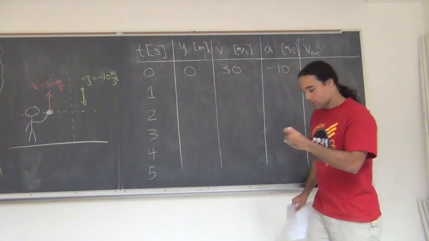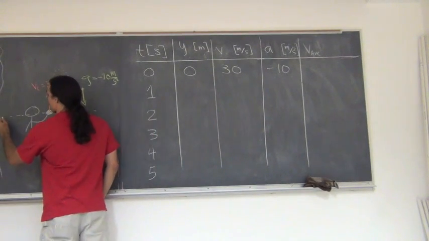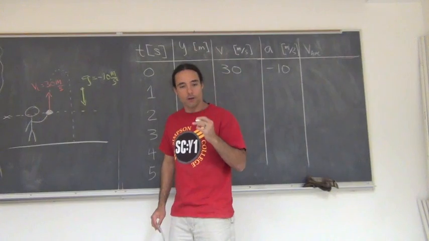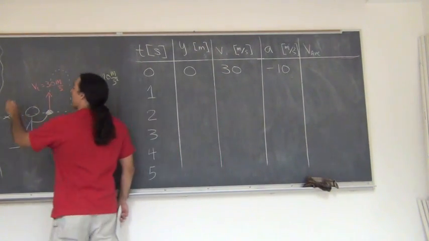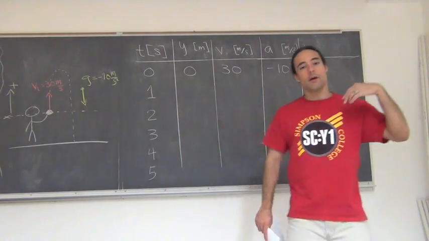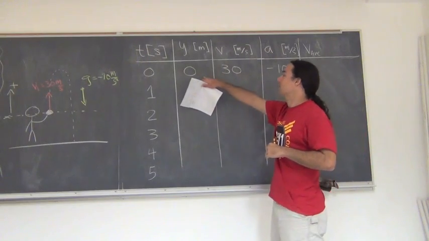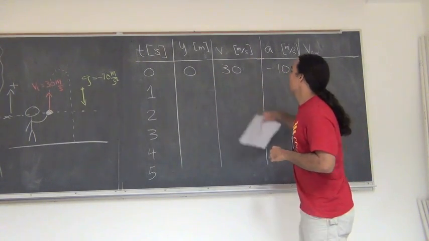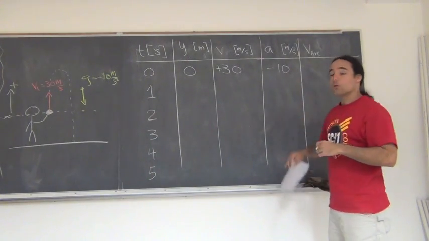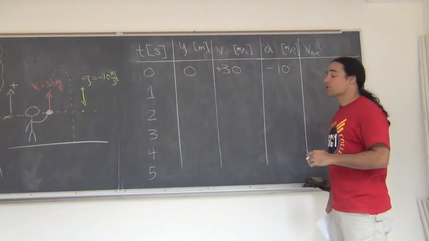Well, we're going to start off by defining our origin, our y equals 0 height, to be just the height that the ball gets released at. And we'll say that the upward direction is positive. So as we go up, you will get a bigger positive number for your height. Okay, but we're starting off at a height of 0. We're starting off with a velocity of plus 30 meters per second. That was given. And we know the acceleration of gravity is going to be negative 10 meters per second squared.